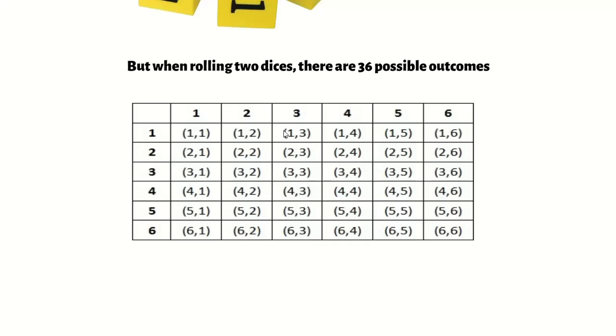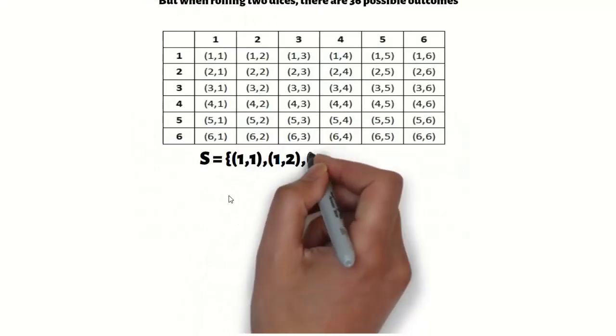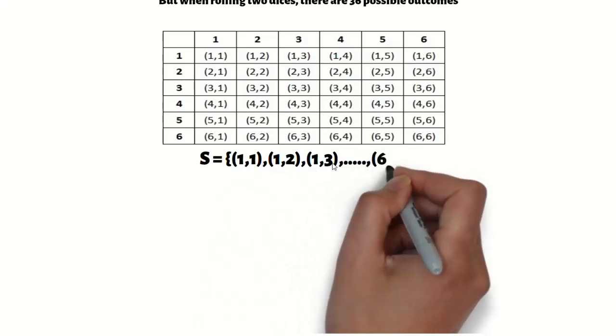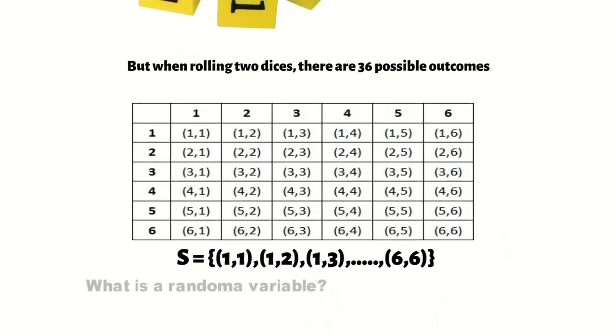You know how to count: we have 6 and 6 here, so 6 times 6 gives 36. Then the number of possible outcomes is 36. But what will then be the sample space? The sample space will be a set formed by all these 36 pairs and will be written as follows: S equals (1,1), (1,2), (1,3), up to (6,6).